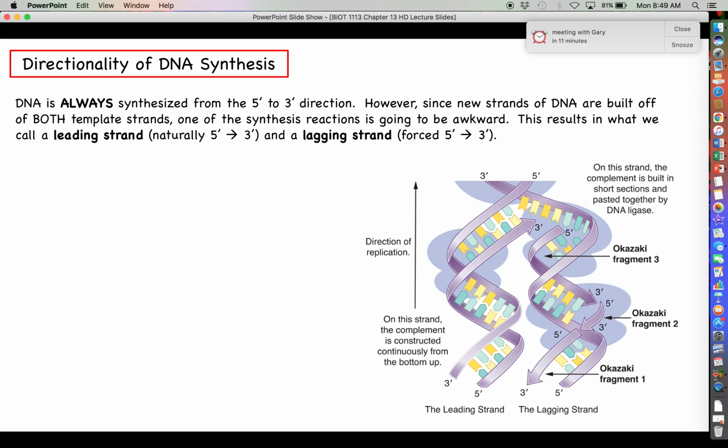So this means that DNA is always going 5' to 3', 5' to 3'. You cannot synthesize DNA backwards. You cannot go from 3' to 5'.